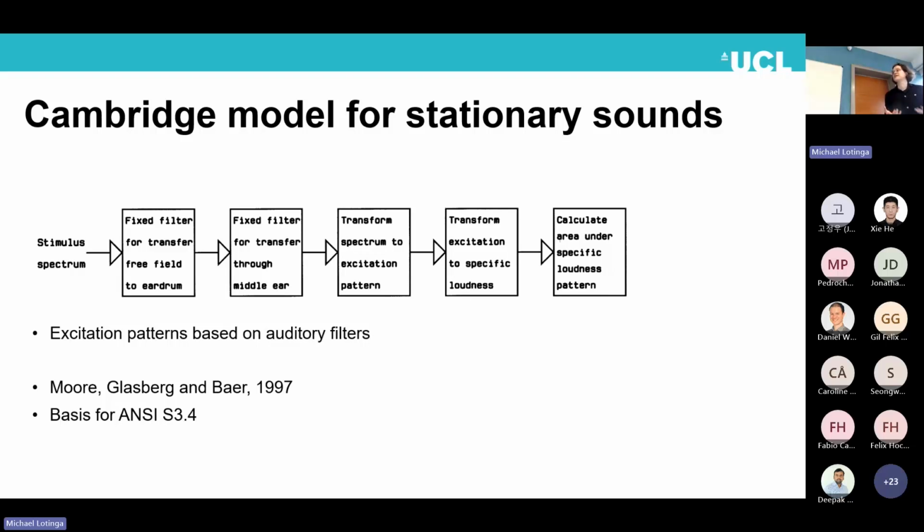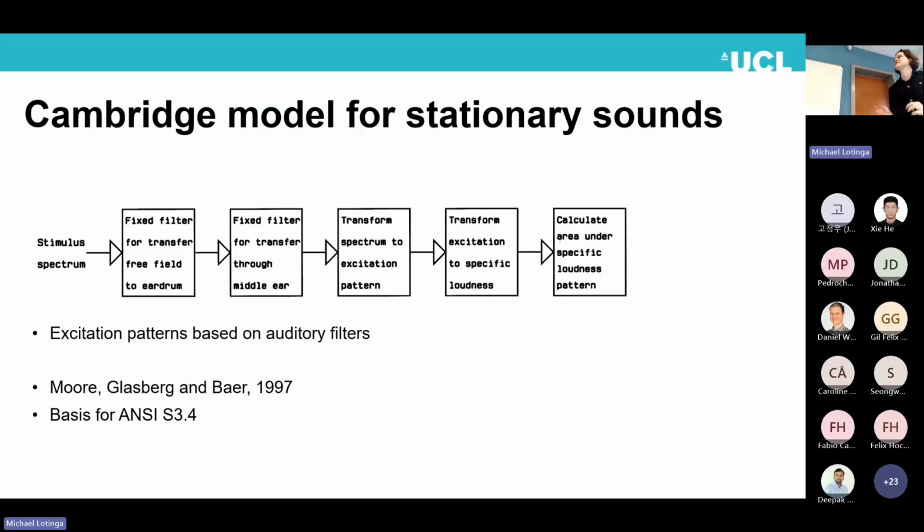These excitation patterns are then converted from a decibel representation to specific loudness, given in sone per auditory filter, or sone per ERB, which stands for equivalent rectangular bandwidth of an auditory filter, so that you can sum this specific loudness to yield the total loudness. And this model was published by Moore and Glasberg, and one year later again by Moore, Glasberg, and Baer, and it formed the basis for ANSI S3.4. So this is for stationary sound.